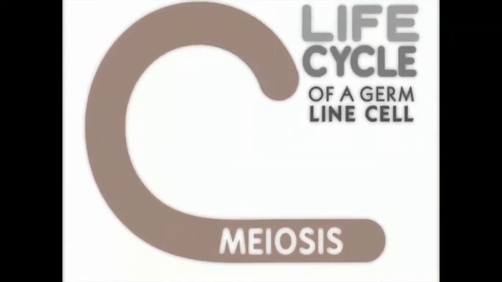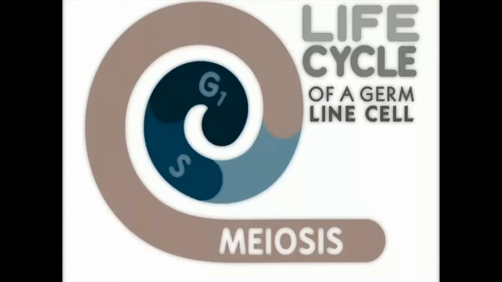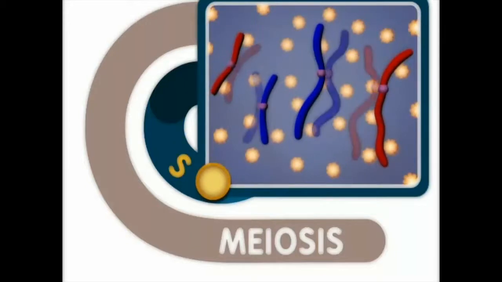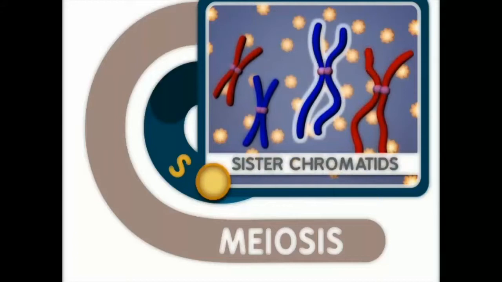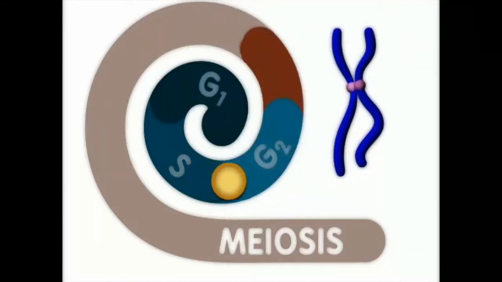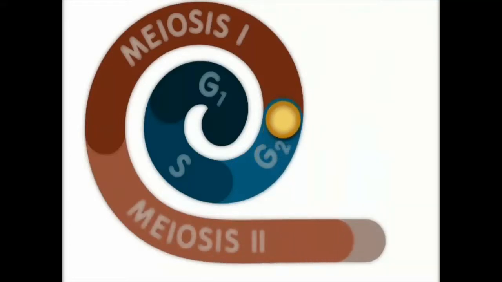Meiosis is just one step in the life cycle of a germline cell. Similar to mitosis, the cells also pass through the interphase, G1, S, and G2 stages before they enter meiosis. The DNA inside a germline cell is duplicated before meiosis begins during the S phase. The duplicated germline chromosomes are called sister chromatids. These chromatids remain attached to each other until the second cell division event in meiosis.